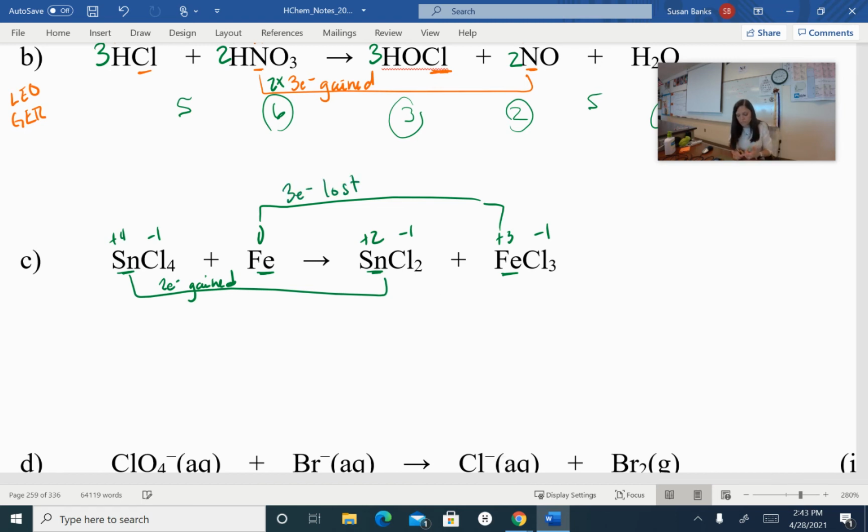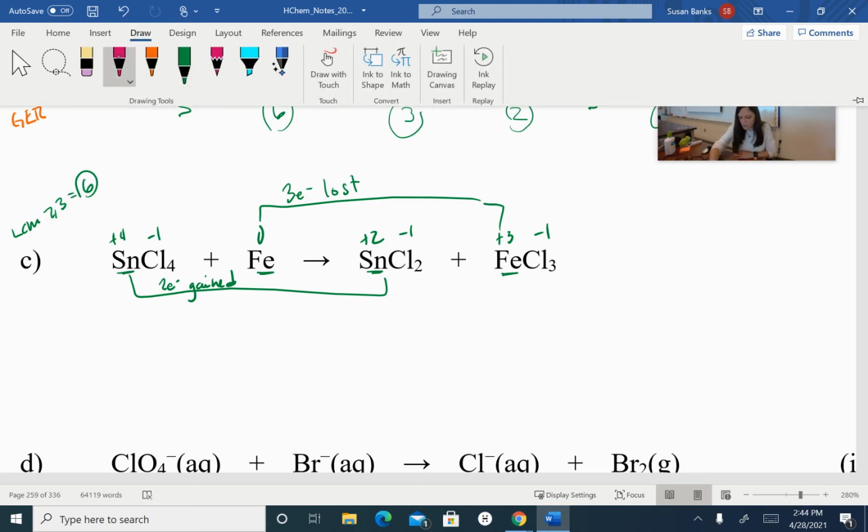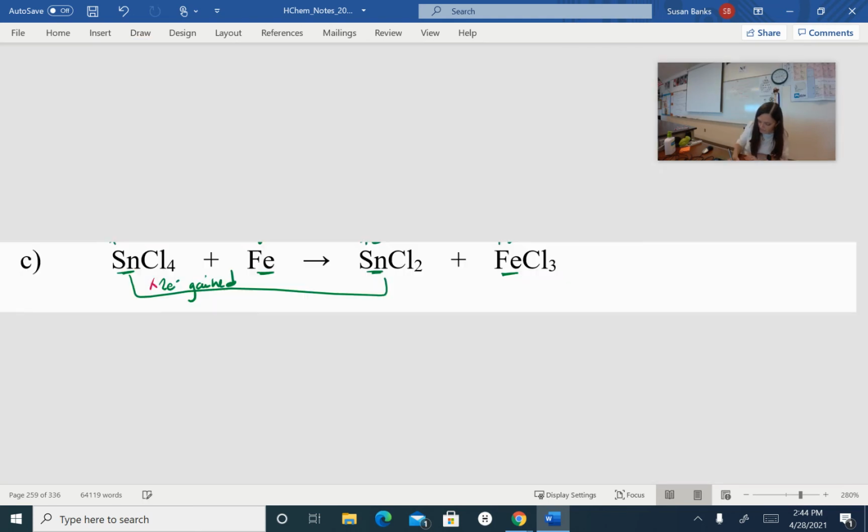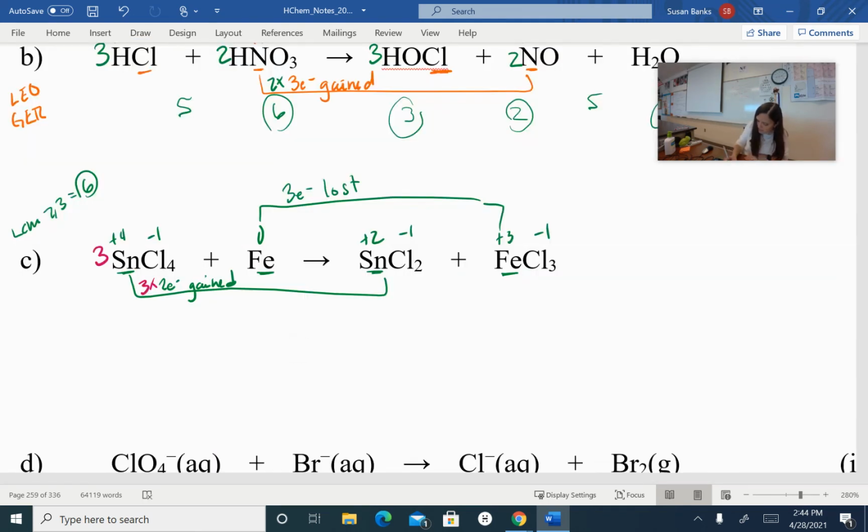Okay, so once again, we need to find our least common multiple between 2 and 3, and that happens to be 6. Okay, so what do I need to multiply 2 by to get 6? 3. So everything with tin is going to multiply by 3. And what do I need to multiply 3 by to get 6? 2. So everything with iron is going to be multiplied by 2. So now I have the same amount of electrons coming and going, 6.